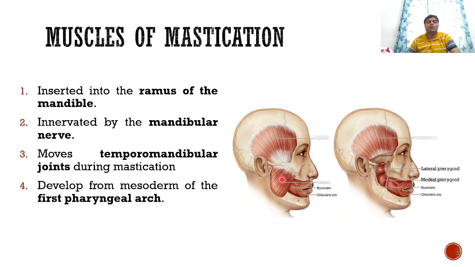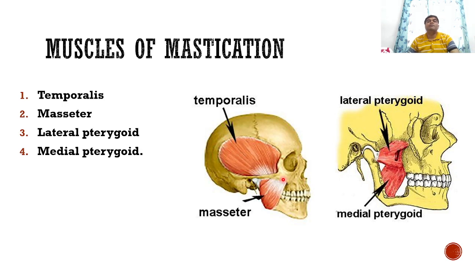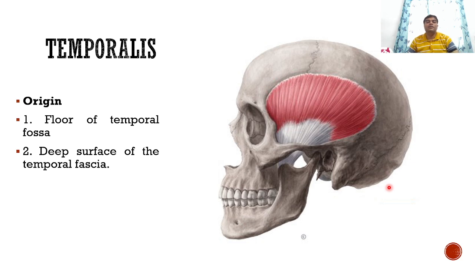So, these muscles are developed from the first pharyngeal arch. Now, what are the muscles of mastication? There are basically four muscles of mastication: temporalis muscle, masseter muscle, lateral pterygoid muscle, and the medial pterygoid muscle. So, let us see the first muscle, that is the temporalis muscle.